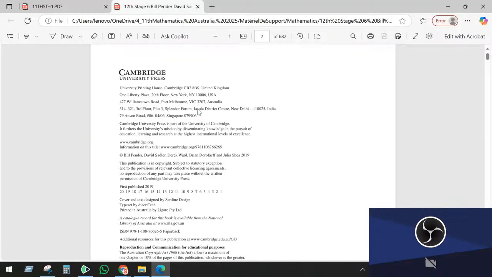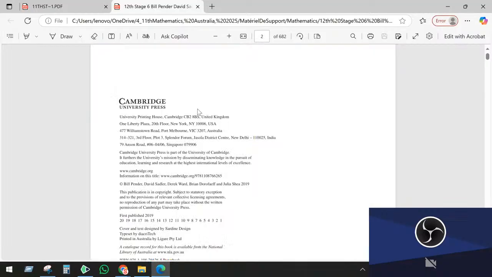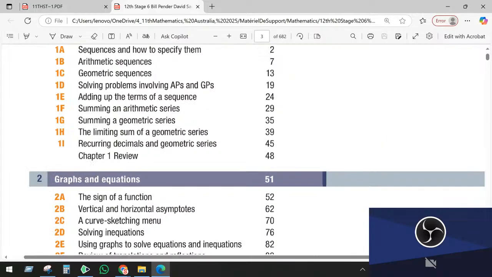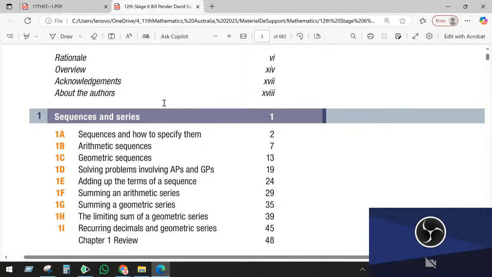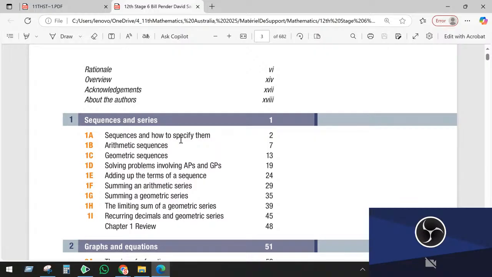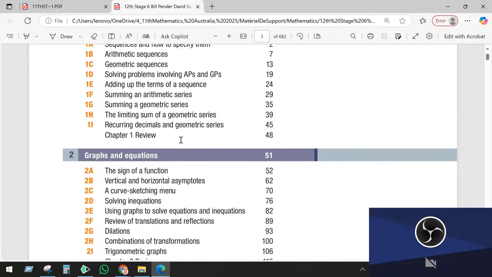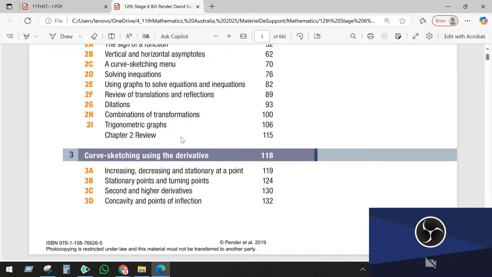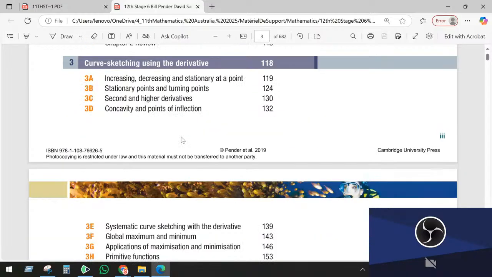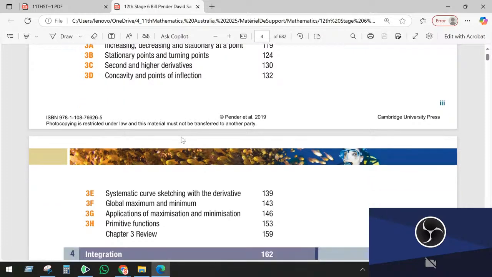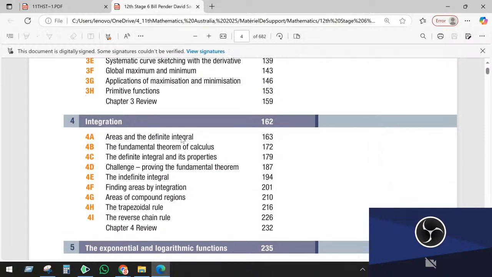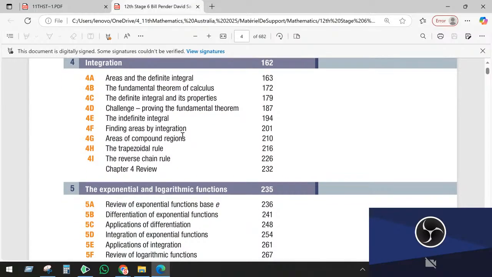That's advanced. It is 6, no? It is 6. What does 6 look like? Very good. Sequences and series. Graphs and functions. Very good. Dilation, contraction, and all. Curve sketching using derivatives. Second derivative test. Concavity, upward, downward, maxima, minima. Integration, areas and definite integral, and integral properties and all challenges.